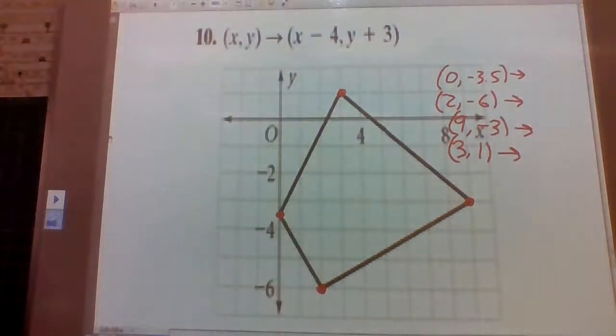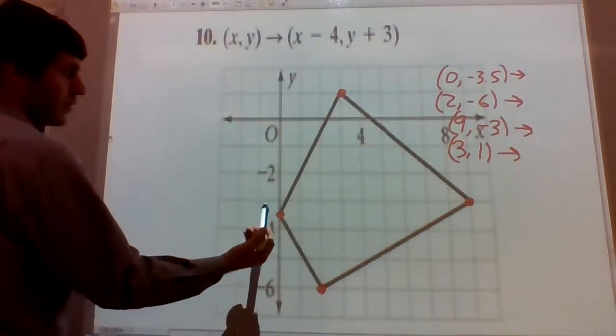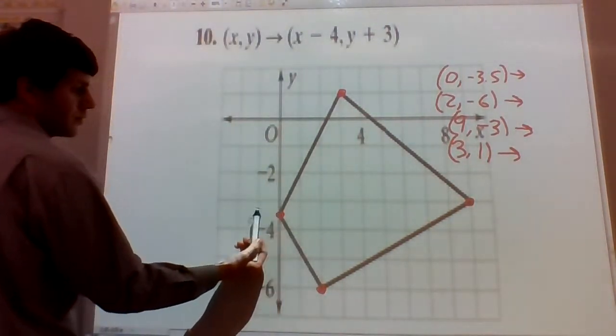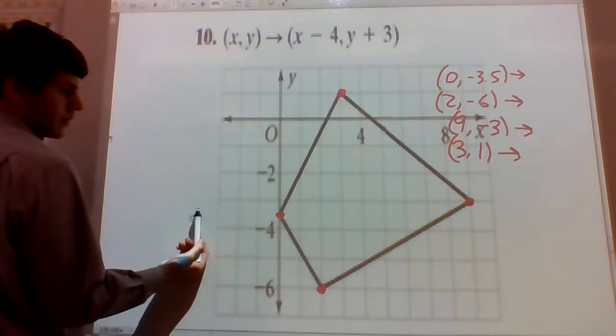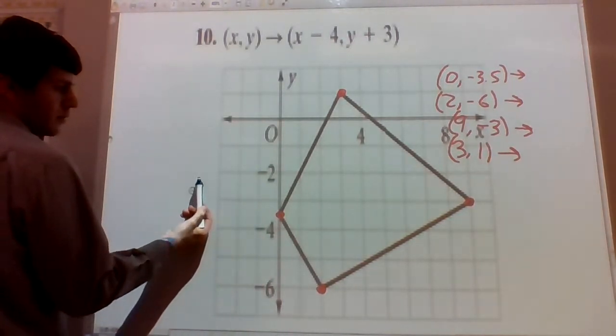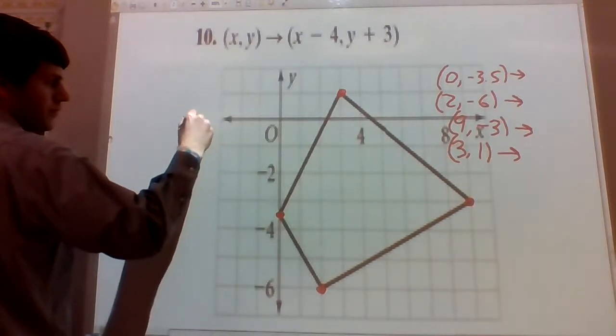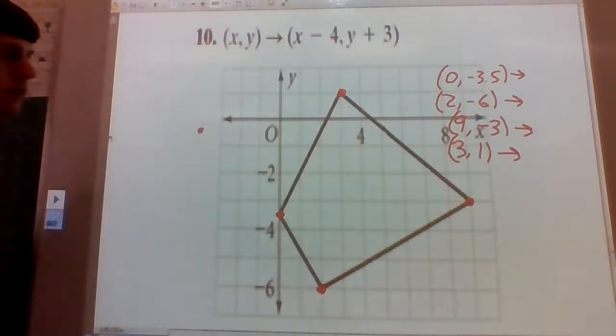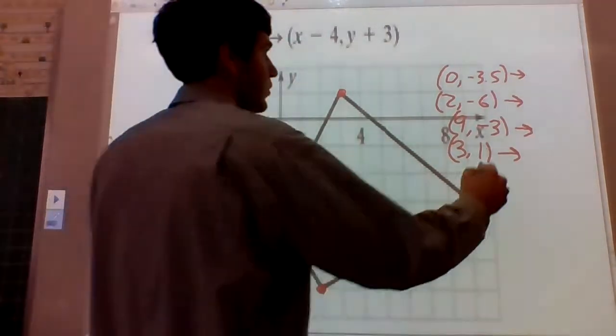Okay. So first one, 0, -3.5. Again, we want to go left 4. 1, 2, 3, 4. And up 3. 1, 2, 3. Okay, if we put that in our equation, we know 0 minus 4 is -4.